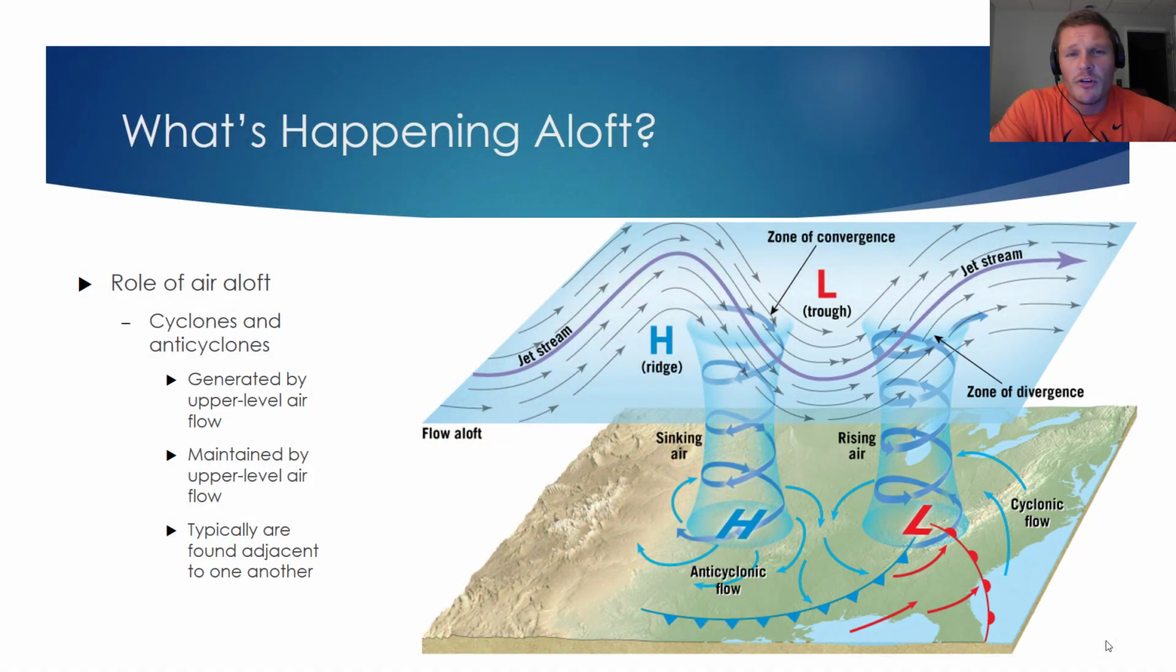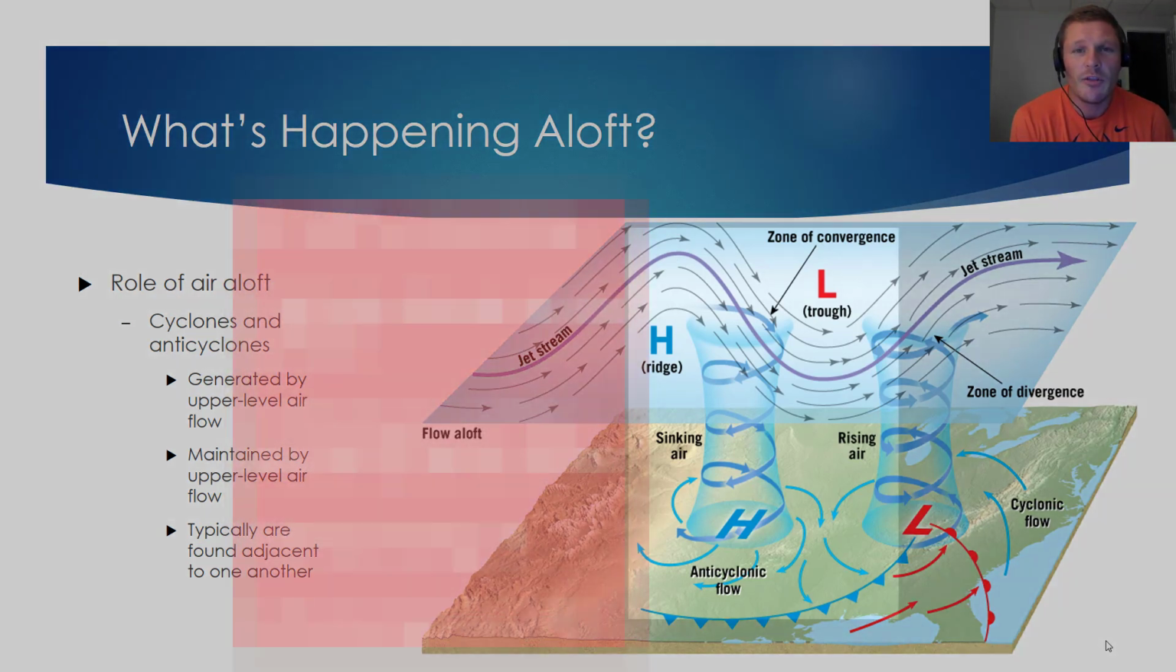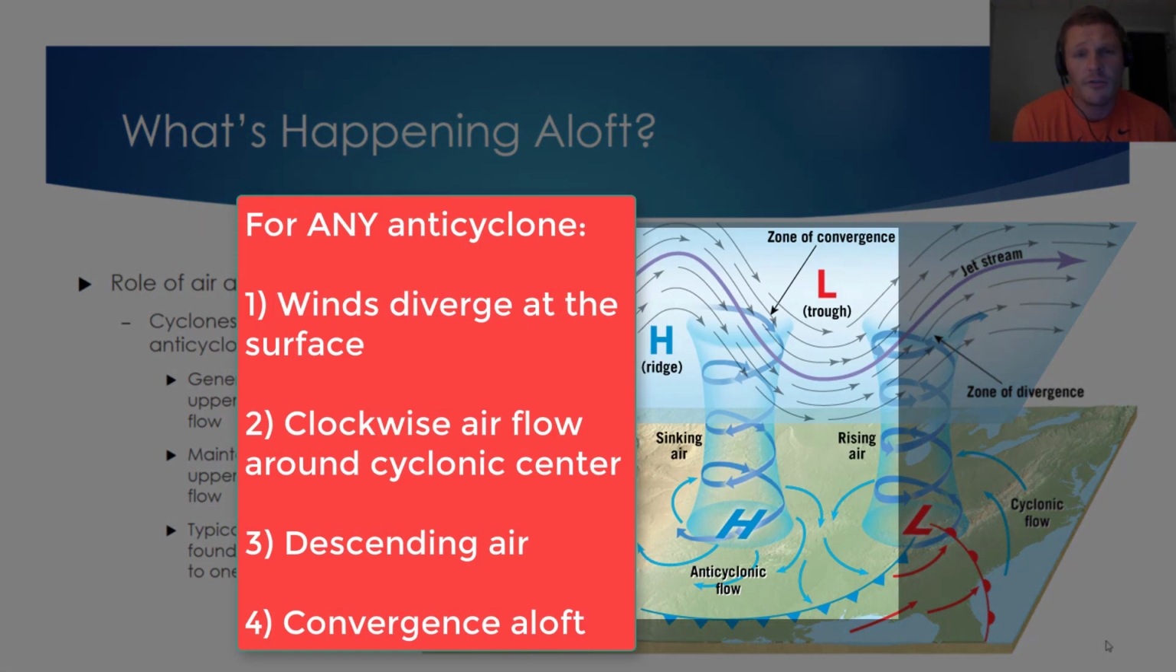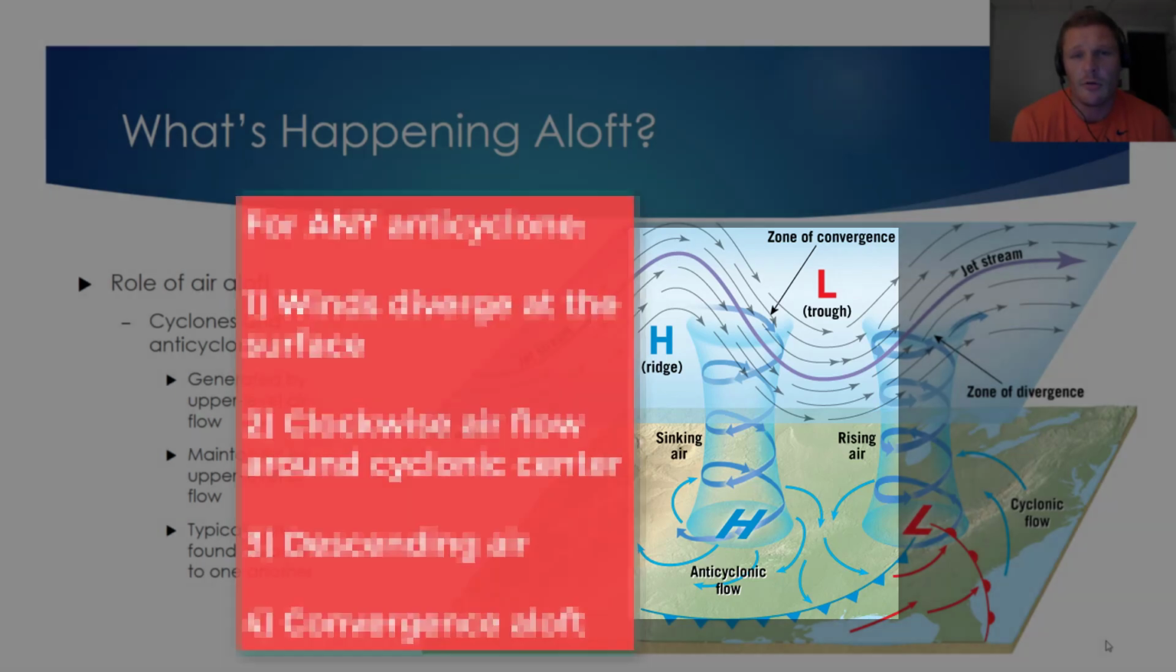I'm aware that we spend a lot more time talking about cyclones than anticyclones, but anticyclones are essential for the maintenance or strengthening of a cyclonic center. With anticyclones, we see convergence aloft, we see descending air, and we see surface divergence. So hopefully you can see the well-connected cycle both at the surface and aloft for highs and lows.